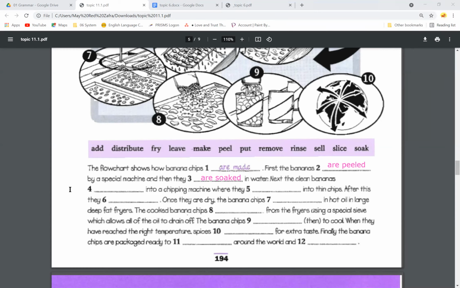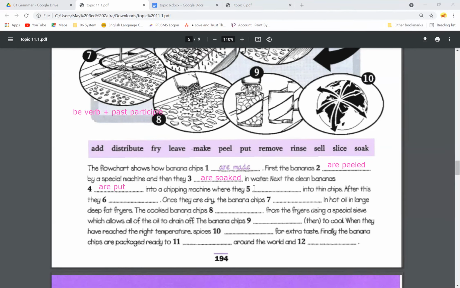Put. Yes. So don't forget your be verb. So we're putting bananas or just put? Because remember the structure is be verb plus past participle. So don't forget your be verb. The structure is be verb plus past participle. So if it's singular, it's is. If it's plural, it's are. But because it's bananas, we have to put are. Into chipping machines where they are sliced.